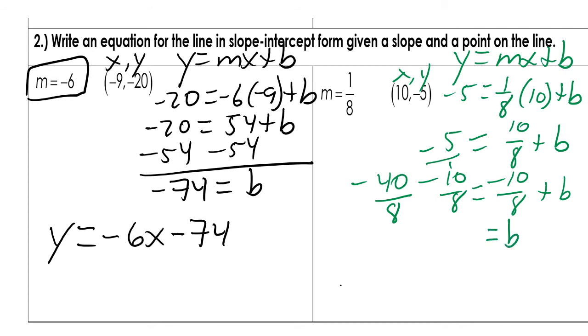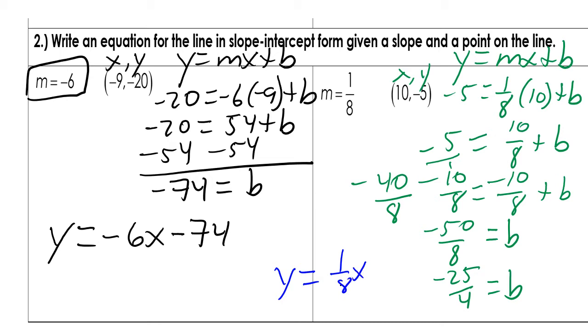So b is equal to, let's see, -40 minus 10 is -50 over 8. I think I can reduce that. Divide 50 and 8 by 2, and I get -25 over 4. b is -25 over 4. So the equation is y equals 1 over 8 x minus 25 over 4. How about that?